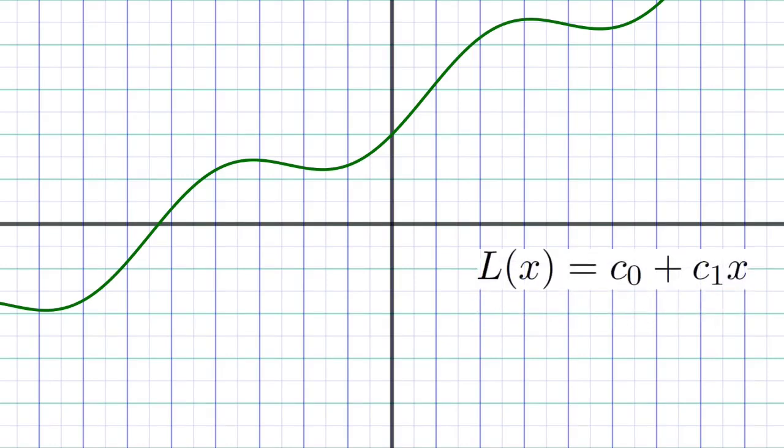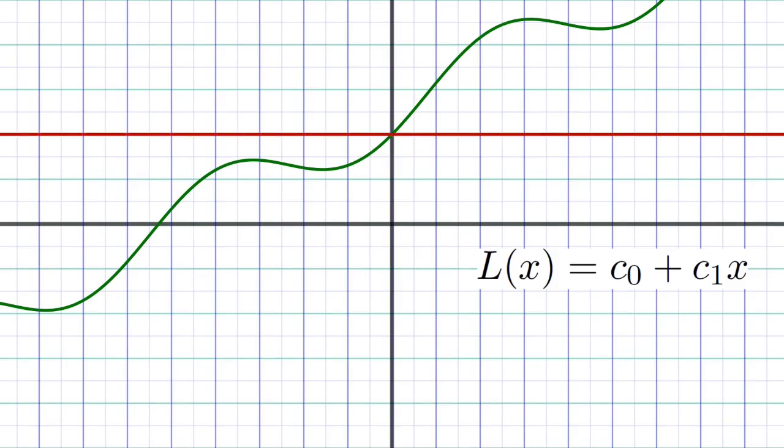Think again about how linear approximation, or tangent line approximation, works. Let's say we want to find the tangent line to this function at the point x equals 0. Every line is determined by two numbers, its y-intercept and its slope, which I will label as c0 and c1 in this case. The way we construct a tangent line is we make both the y-intercept and the slope agree with those of the target function at the point of tangency.